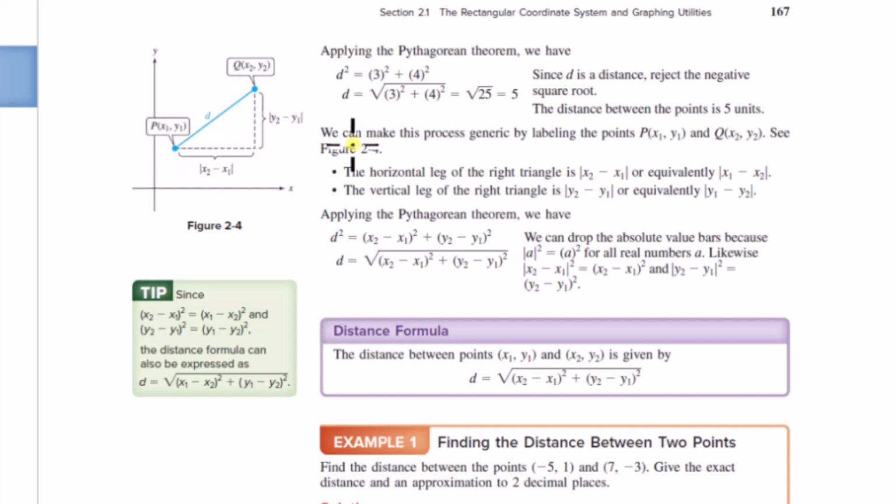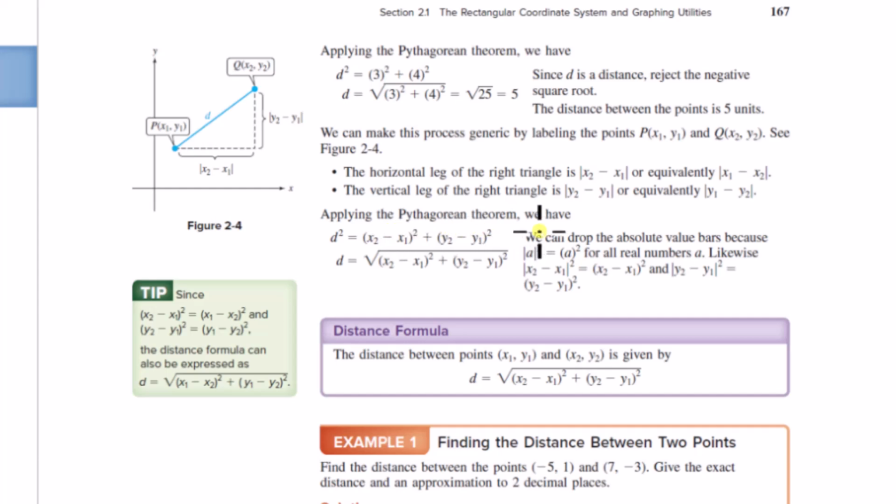It says we can make this process generic by labeling the points. Point P is (x1, y1), point Q is (x2, y2). Then the horizontal leg of the right triangle is the absolute value of x2 minus x1, or equivalently the absolute value of x1 minus x2. Same idea with the vertical leg.